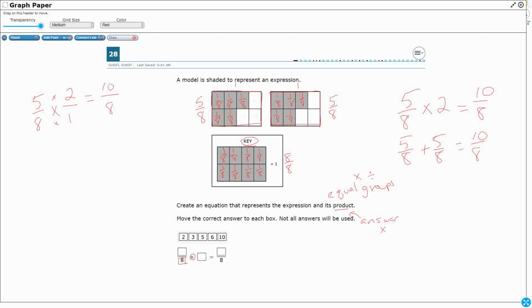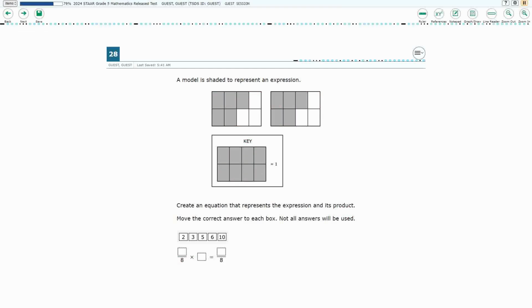So let's build that. We're going to take this 5, we're going to say it's 5 eighths. We've got 2 of those, we're going to multiply it by 2, and then 2 sets of 5 eighths is going to give us 10 eighths. And that is how we get full credit, 2 points.